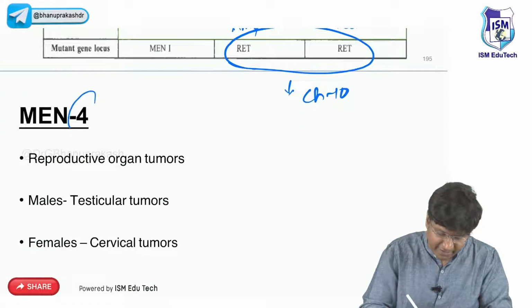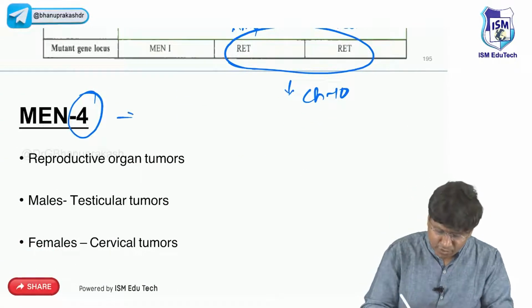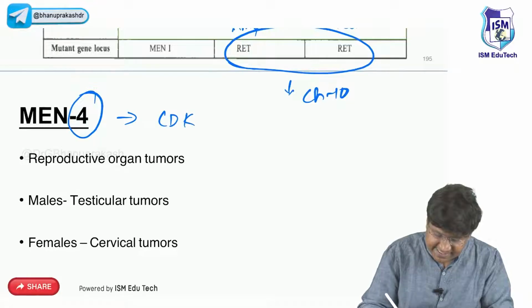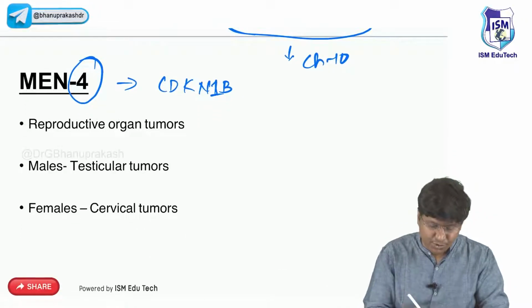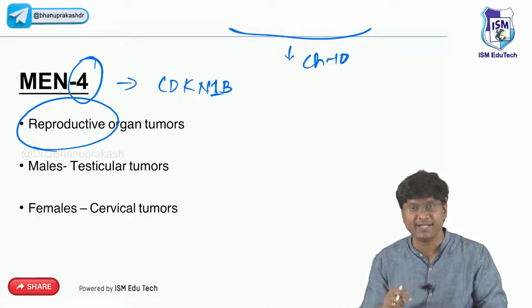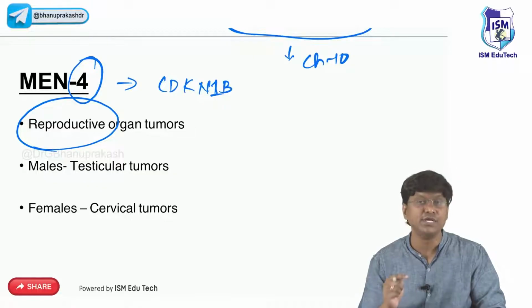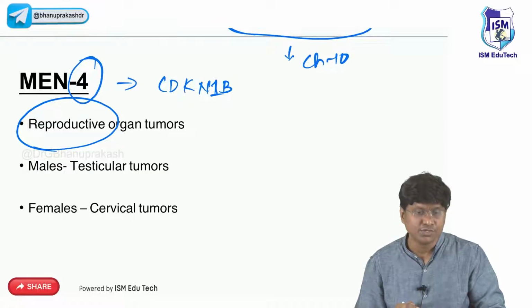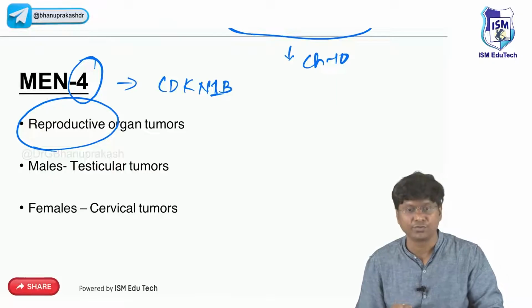Then what about MEN4? In MEN4, the gene which is mutated is CDKN1B, right? And in these patients, you have reproductive organ tumors. That is, in males, you will have testicular tumors, whereas in females, there will be cervical tumors. So that is your MEN4, right?